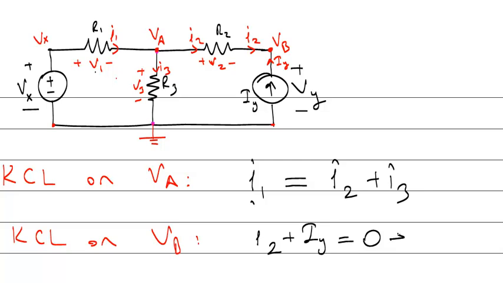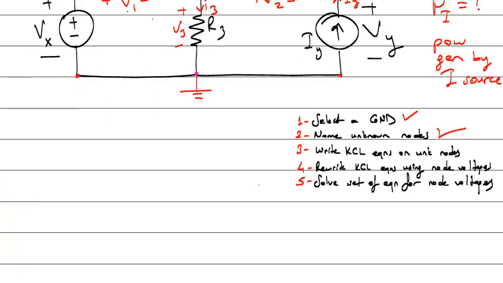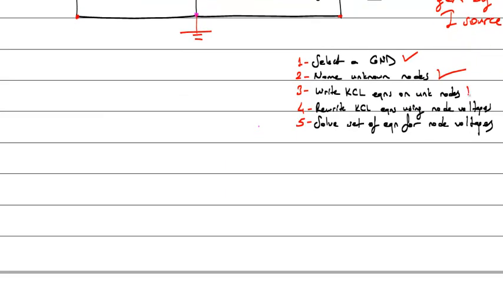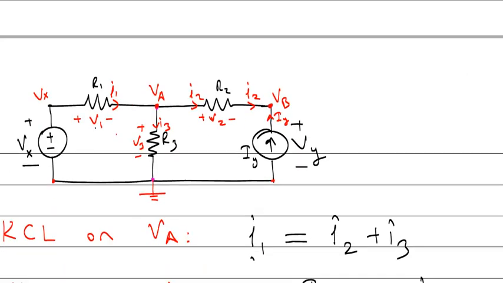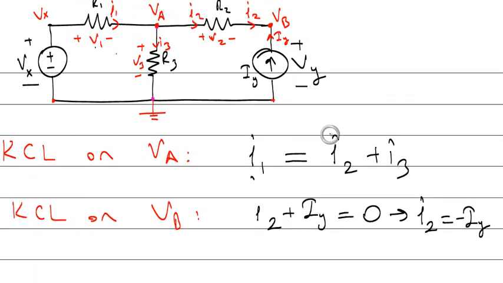Okay, so from here what can I say? I2 is IY, so I know the value of I2. Minus IY. Okay, I know the value. So I don't know two of the currents, I1 and I3. In the question, I have completed step 3. Step 4 says, rewrite the KCL equations using node voltages. But you will write that if you don't know the value of that current. So let's rewrite this equation.